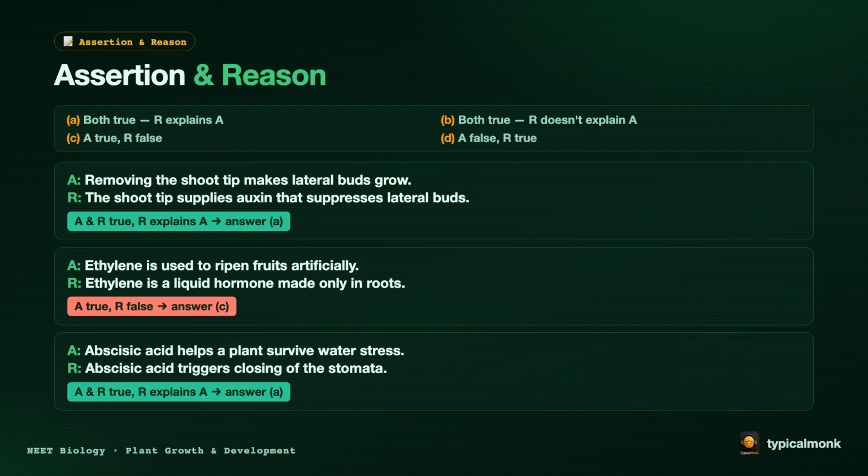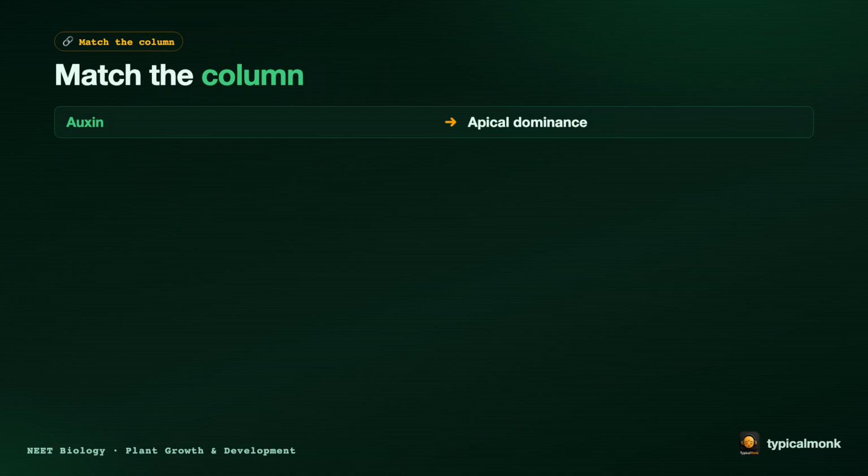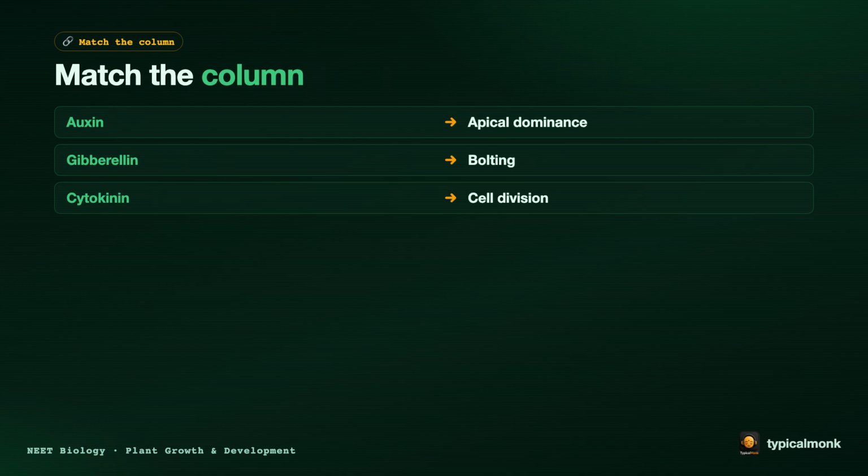Third, A: abscisic acid helps a plant survive water stress. R: abscisic acid triggers closing of the stomata. Both true, and R explains A, so the answer is A. Now the second drill. Match the column, make the correct pair. Auxin, apical dominance. Gibberellin, bolting. Cytokinin, cell division. And abscisic acid, closing of the stomata.